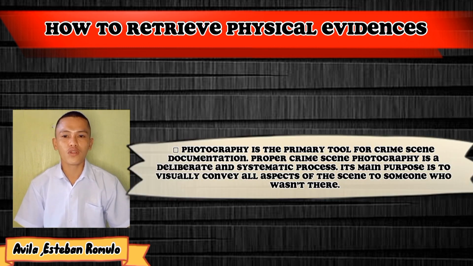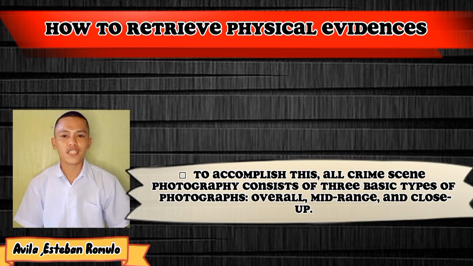Photography is the primary tool of crime scene documentation. Proper crime scene photography is a deliberate and systematic process. Its main purpose is to visually convey all aspects of the scene to someone who wasn't there. To accomplish this, all crime scene photography consists of three basic types of photographs: overall, mid-range, and close-up.